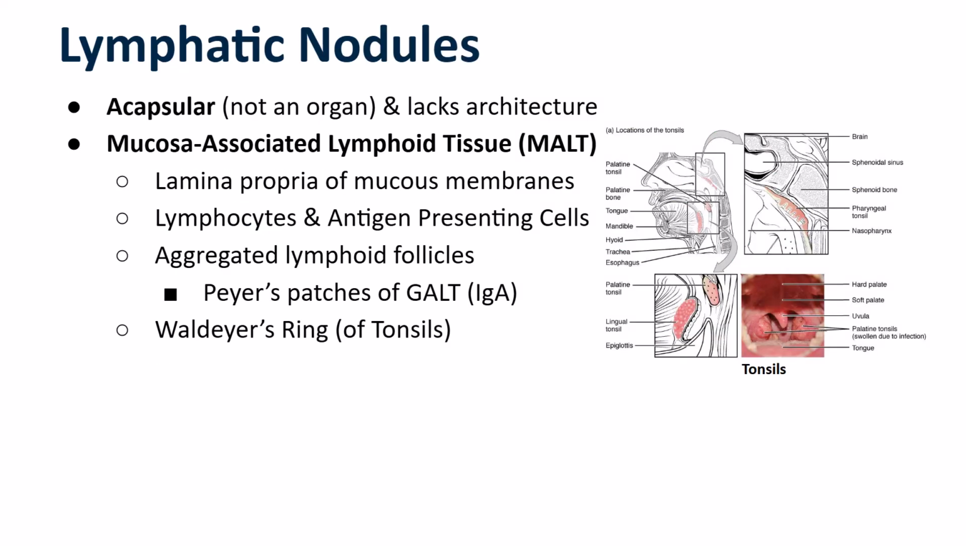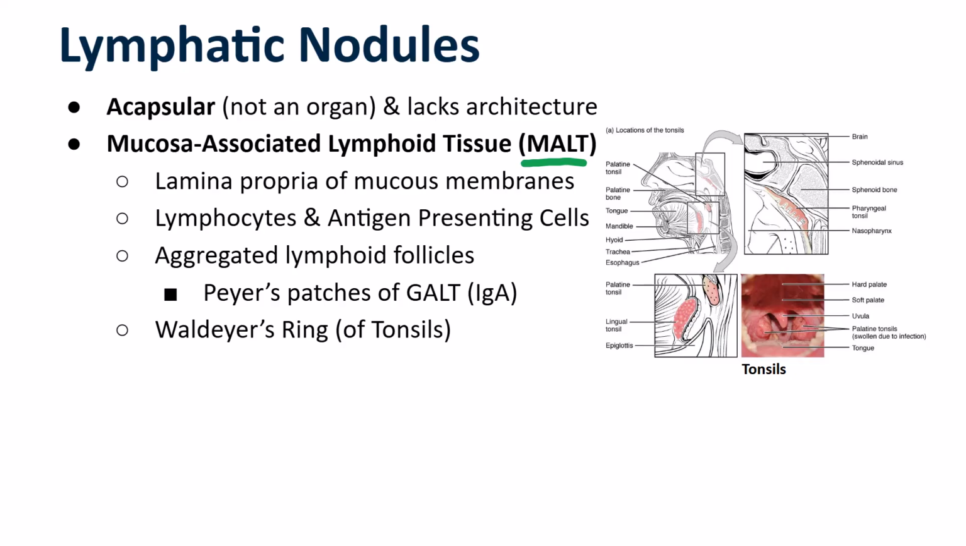Very similar to lymph nodes are lymphatic nodules. Lymphatic nodules are acapsular, therefore they are not an organ, and they lack the distinct structural architecture of the lymph node. Now, lymphatic nodules typically occur in what's known as mucosa-associated lymphoid tissue, or MALT for short. And there are all different kinds of MALT, and we'll see some of these.